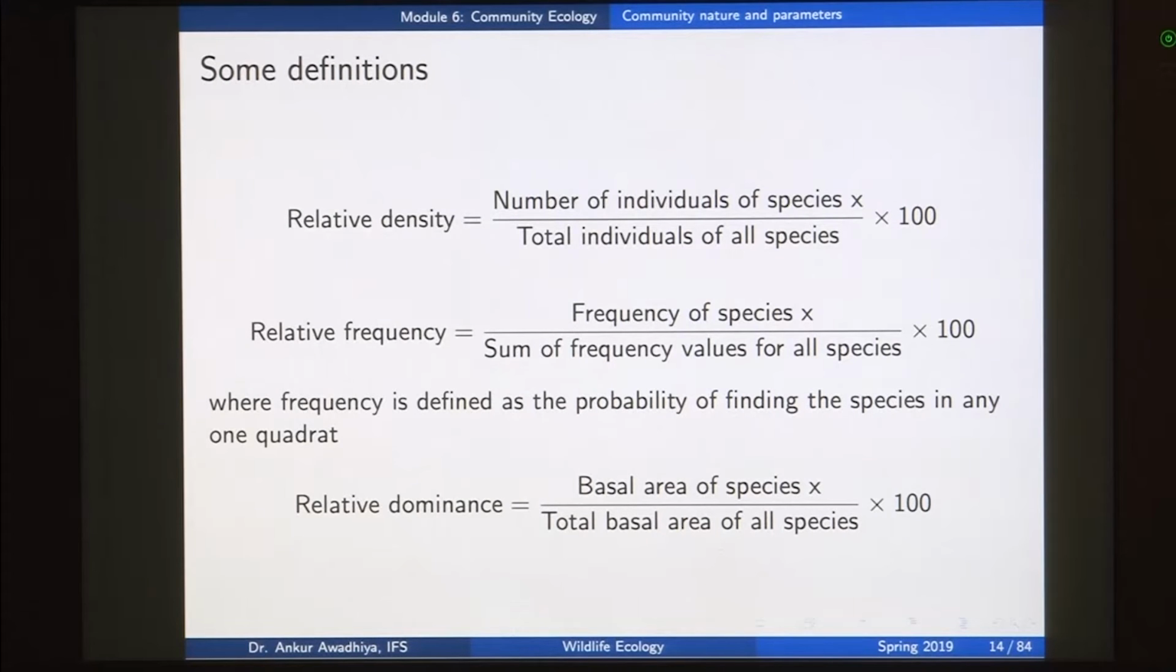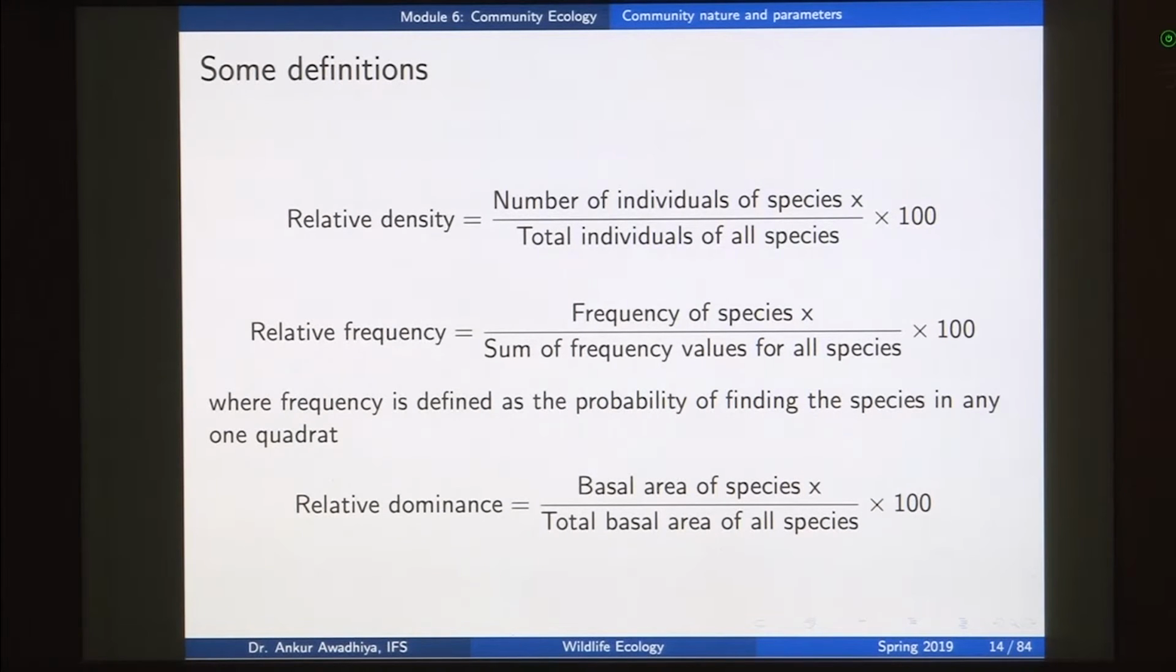So, to recap, relative density is the number of individuals of a particular species divided by the total number of individuals of all the species multiplied by 100%. So, this is telling us the number of individuals of any species as a fraction of the total number of individuals of all the species that are there in this particular community.